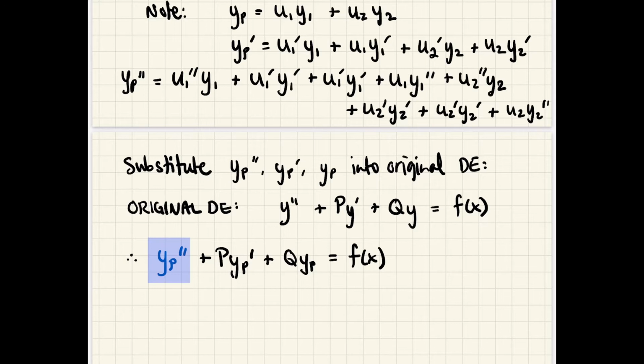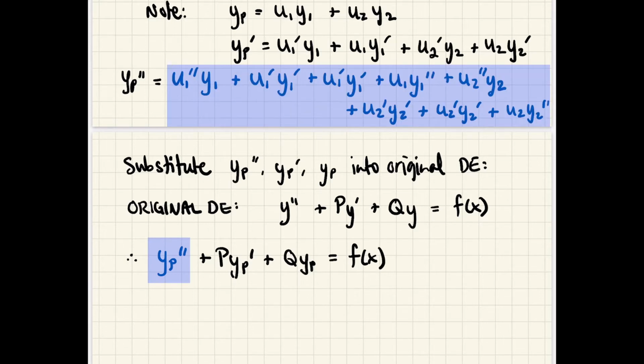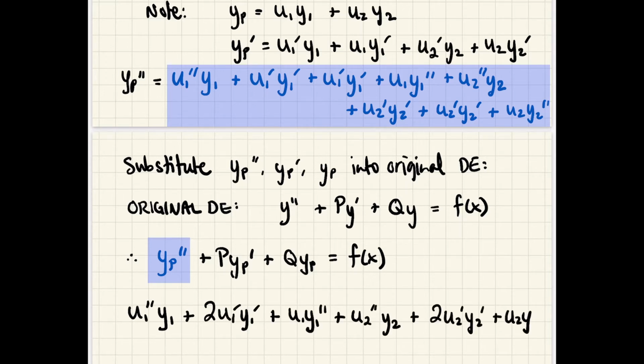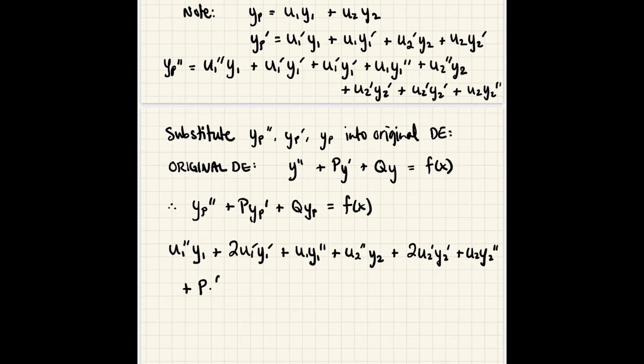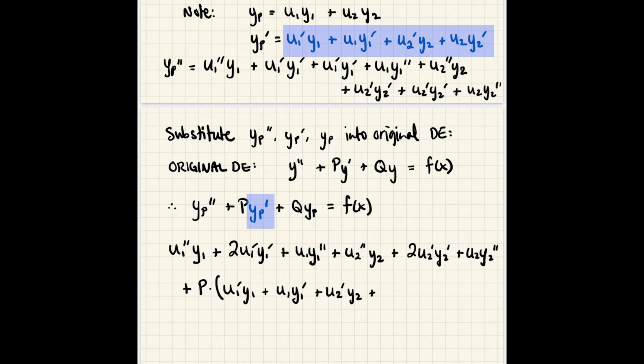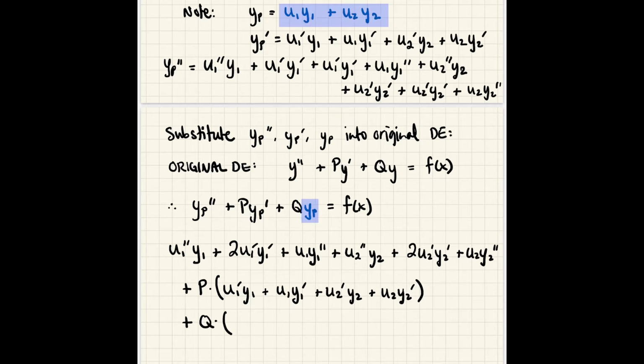So yp double prime is this big thing right here, and we can just write it down, but let's combine the like terms while we're at it. So we have... okay, and then we're going to add to that p multiplied by yp prime, which is this thing. And we're adding to that q multiplied by yp, which is not too bad. And all of that monster is equal to f of x.